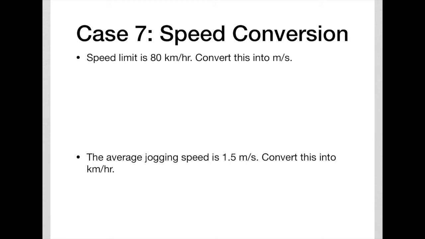So our case 7 would be speed conversion. We're now on the last case. The speed limit is 80 km per hour. Convert this into meters per second. What are we going to do? Let me write first my given. This could be expressed as 80 km over 1 hour. My goal here is to simply convert this kilometer into meter and hour into second.